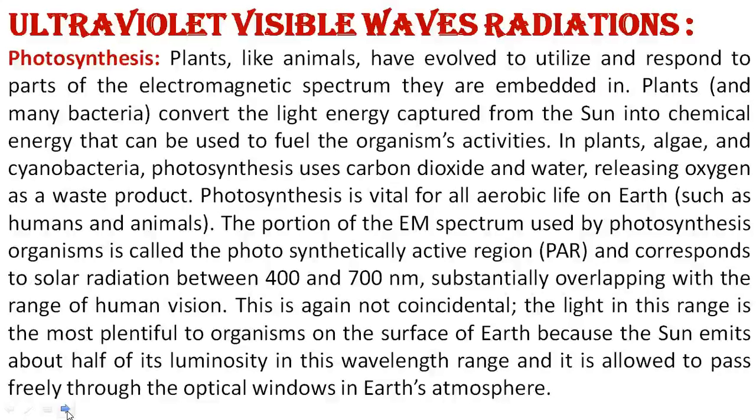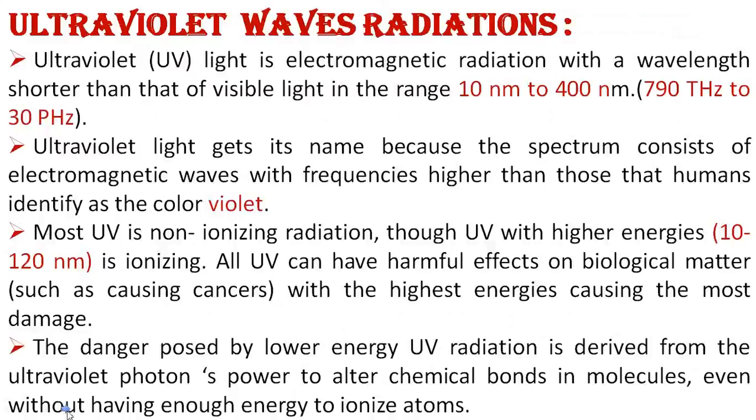The light in this region is the most plentiful to organisms on the surface of Earth because the sun emits about half of its luminosity in this wavelength range, and it is allowed to pass freely through the optical windows in Earth's atmosphere. Now, ultraviolet light is electromagnetic radiation with a wavelength shorter than visible light. The range is 10 nanometers to 400 nanometers, and frequency 790 terahertz to 30 petahertz.